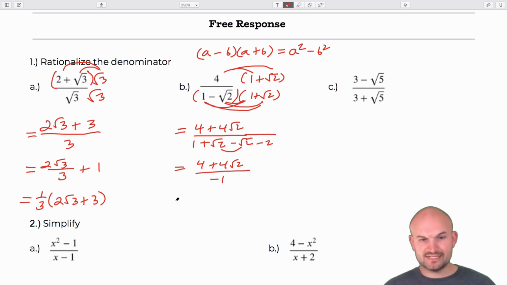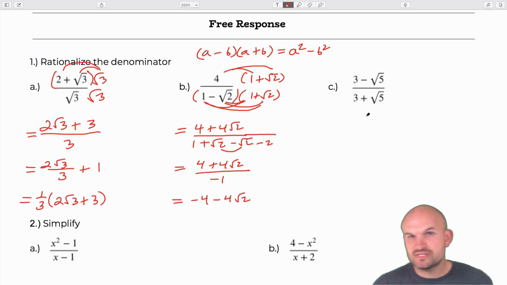Now, we could leave it like this, or you could distribute that negative 1 into both of those terms to give you a negative 4 minus 4 square root of 2. But either way, I just want you to see how that difference of squares works. 1 squared is 1, and square root of 2 squared is 2. And then you're just subtracting the 1 minus the 2. And that's how that ended up giving us that negative 1.